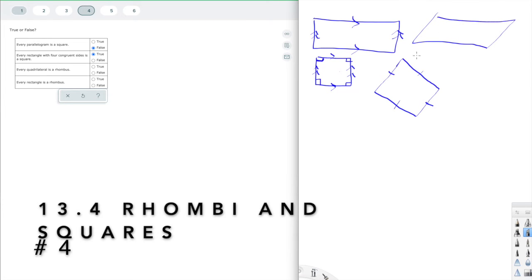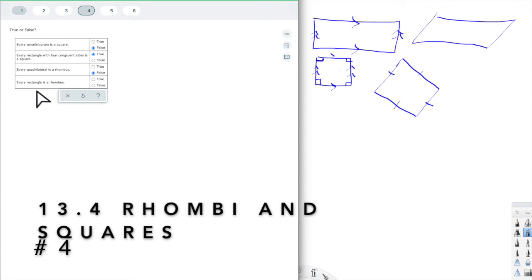That's not a special parallelogram, just a regular one. And I know I drew those kind of curved, but this is a parallelogram. It's a quadrilateral. It has four sides, but it is not a rhombus. It does not have four congruent sides. So this would be false.